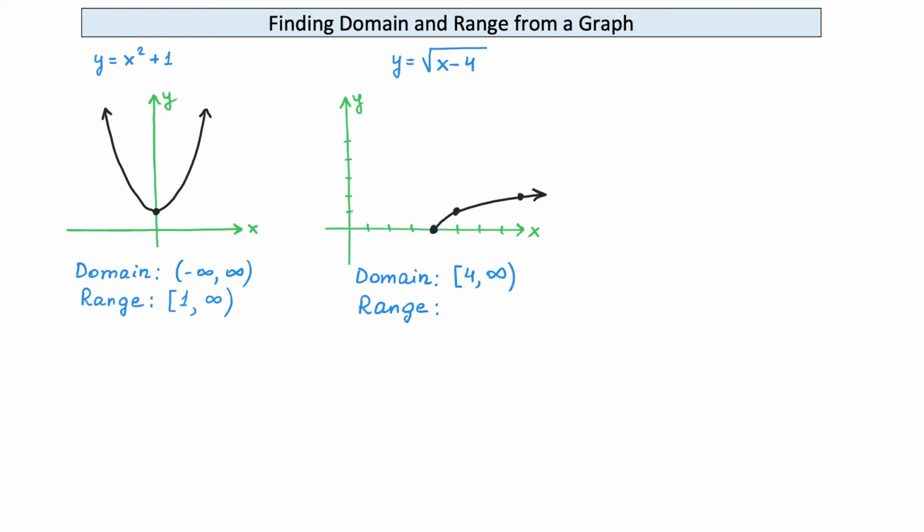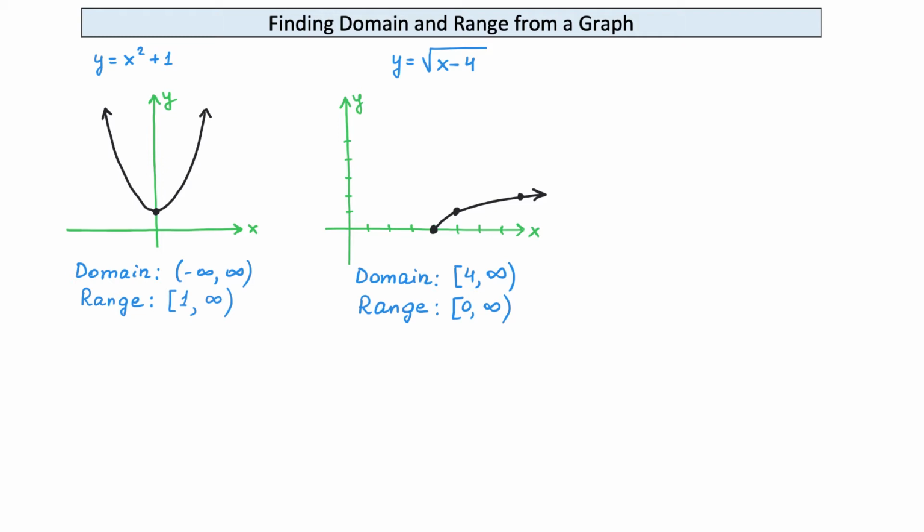infinity, parentheses. Now to find the range, we have to see how far down the graph goes and how far up. This graph does not go below the x-axis, so the lowest point is 0, and then the graph goes up to positive infinity. So the range is brackets, 0, comma, infinity, parentheses.